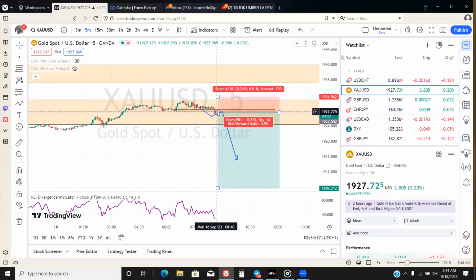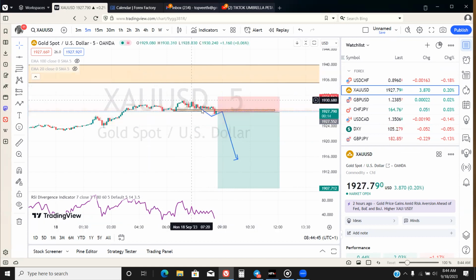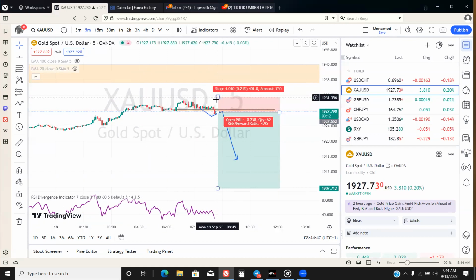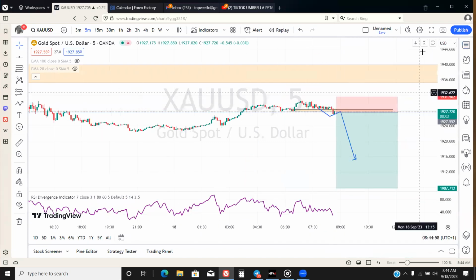Wait for this retest candle to close. If the retest candle closes above that line that I drew here, above this line, I will tell you don't trade. But if it closes below there, wait for one sell candle to form, then you make your entry. So that is my own take on gold this morning.